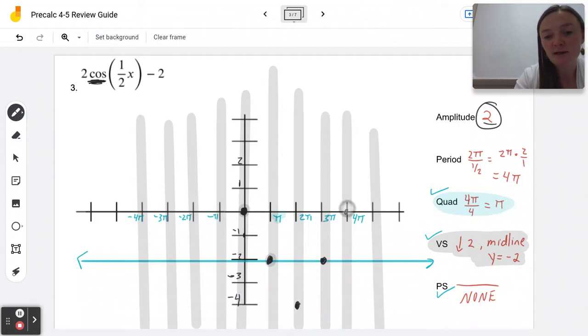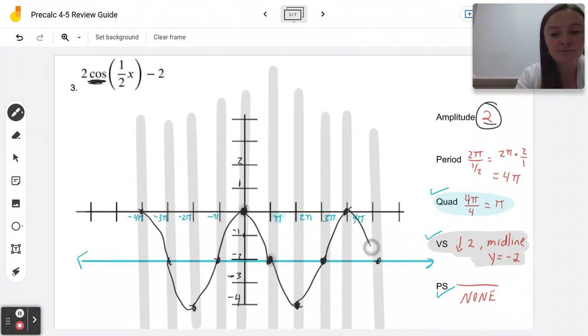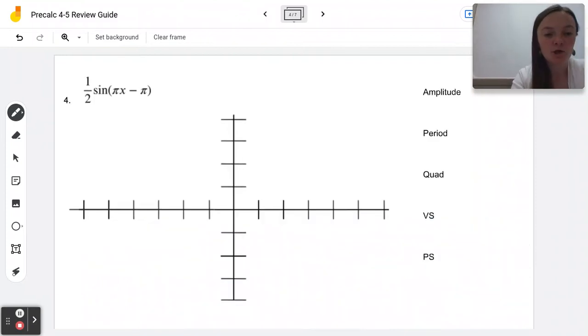Back up to the midline, back up to a max, back down, etc. So go ahead and continue to follow this pattern as follows. And our graph should look something like this. All right, let's keep moving. Go ahead and answer the questions for the next graph.